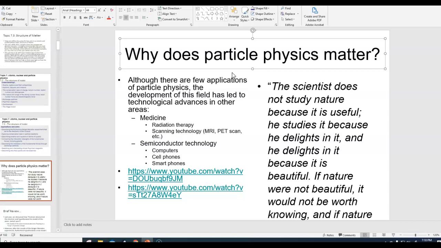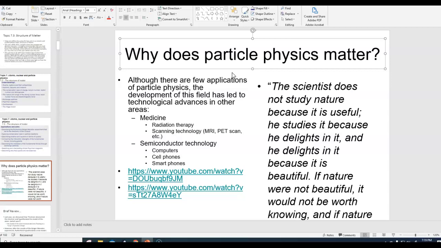And then, of course, semiconductor technology, which is the basis behind all modern electronic devices, computers, cell phones, smartphones, Apple Watches, any modern smart device. We only have those devices because our research into this field of study kind of led to better semiconductor technology.